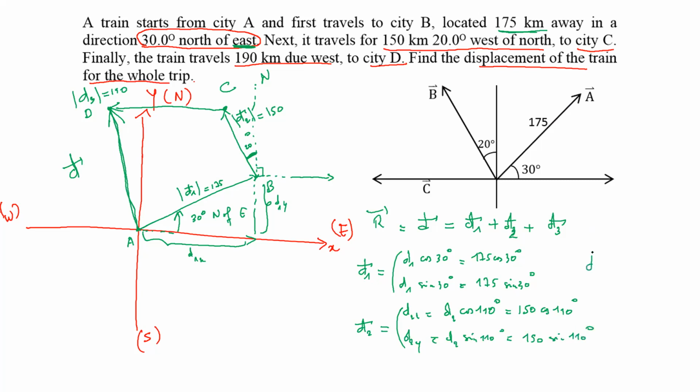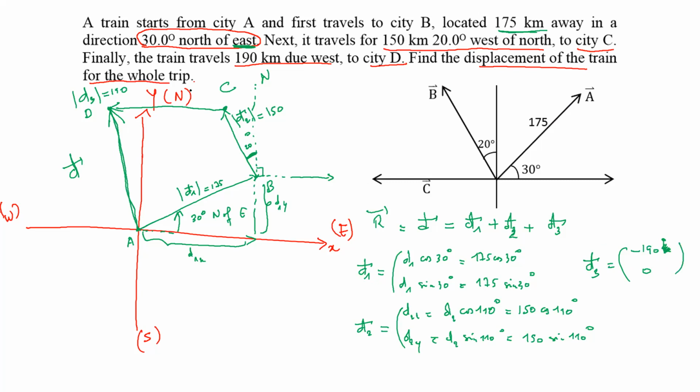Finally, D3 is due west. So basically D3 is in the negative x direction. So basically you will have D3x is just minus 190 kilometers and 0 along y.